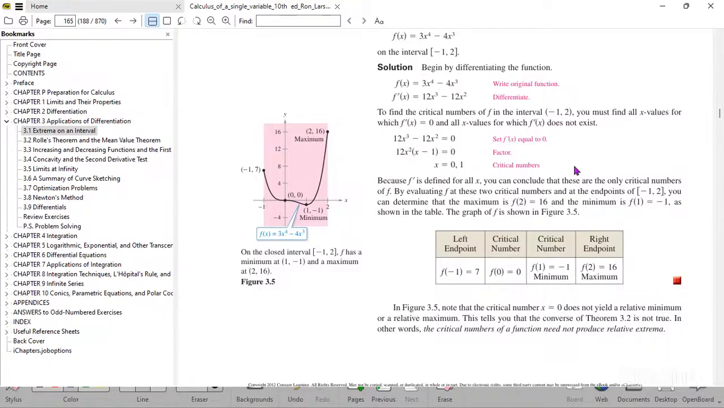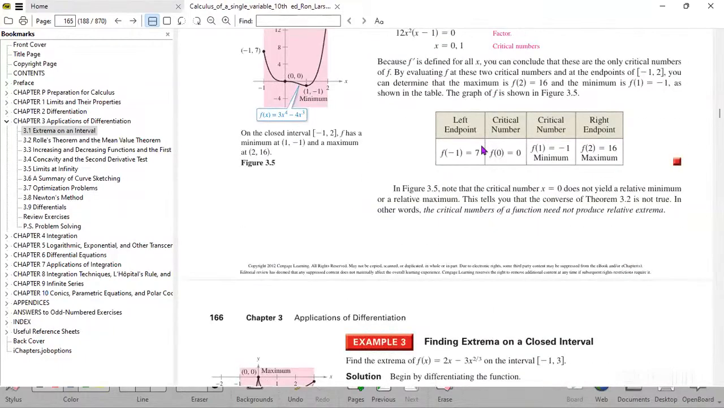For all the critical numbers, the left endpoint and the right endpoint, we will just calculate, and whichever of these is the least will get the global minimum award, and whichever of these is maximum will get the global maximum award. Like that you can just observe. Okay, so these are the different extrema that we can calculate.